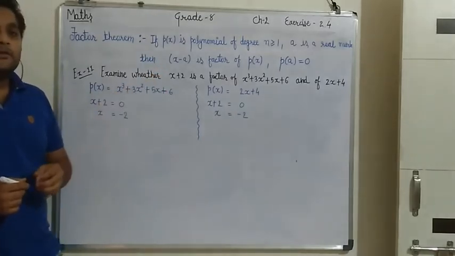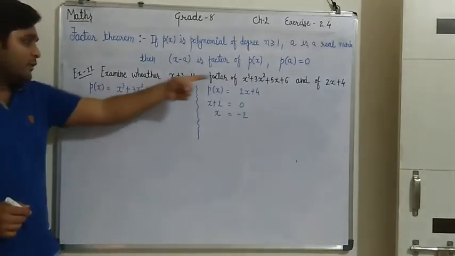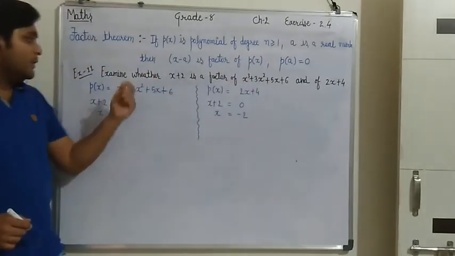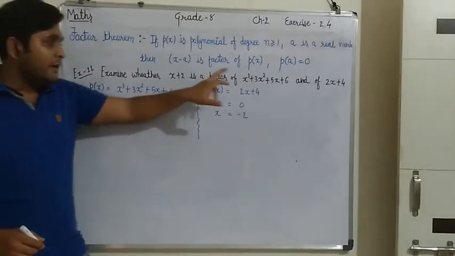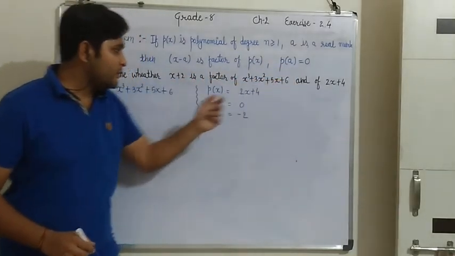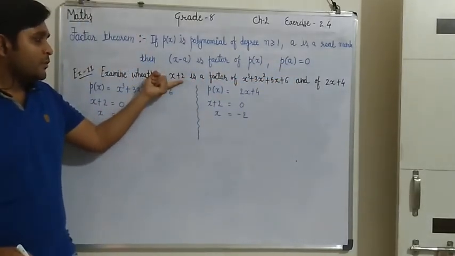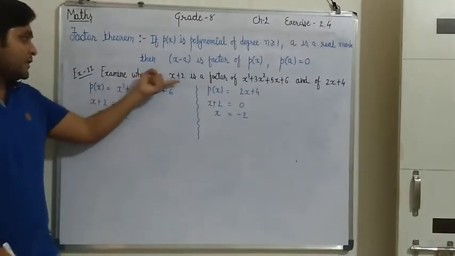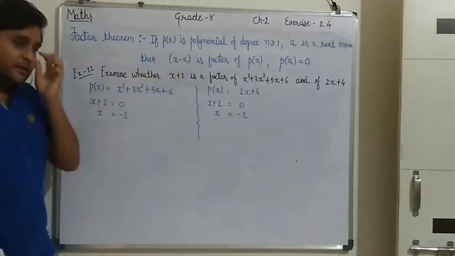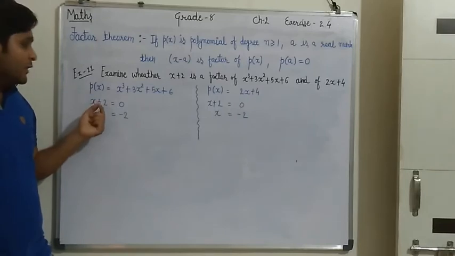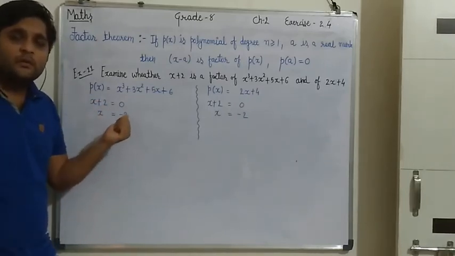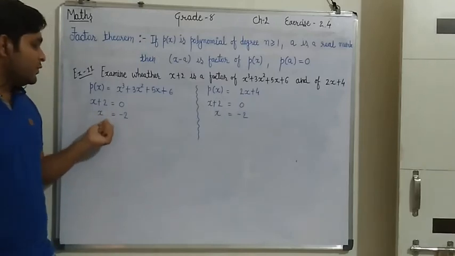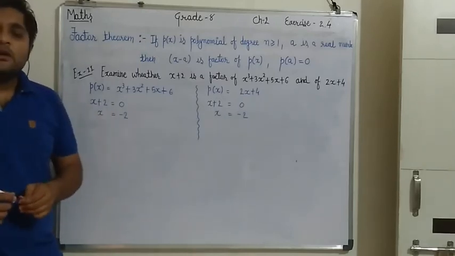So here I wrote p of x is equal to this polynomial, x cube plus 3x square plus 5x plus 6. Now here at the beginning we see that p of a is equal to 0. So this is our p of a. So x plus 2 is equal to 0 we have to consider. From this, 2 is going to the right hand side, so it becomes minus 2. So the x value we got here is x is equal to minus 2.